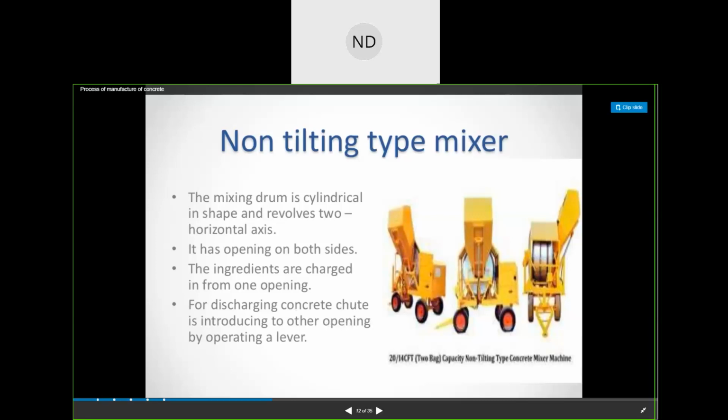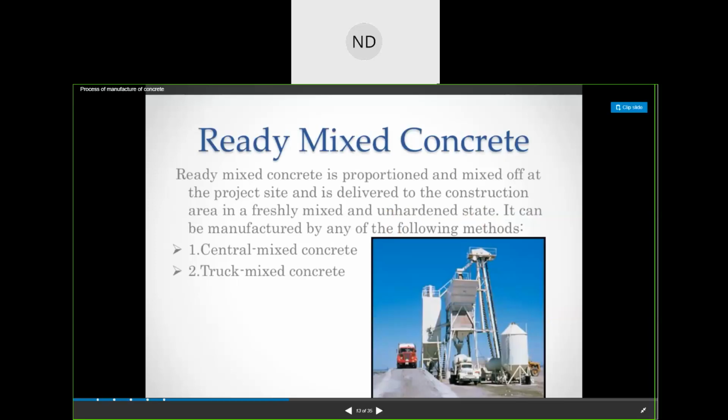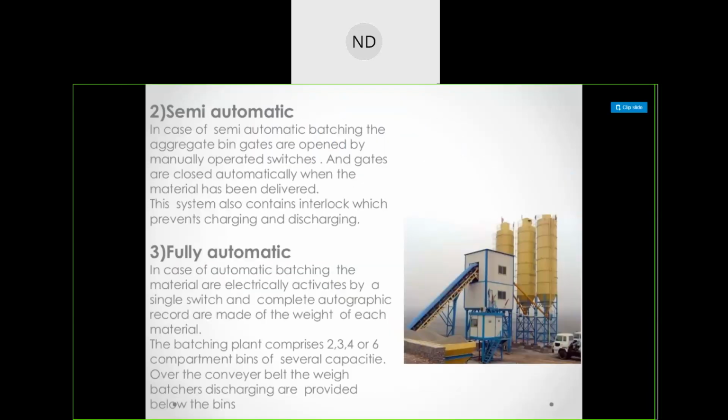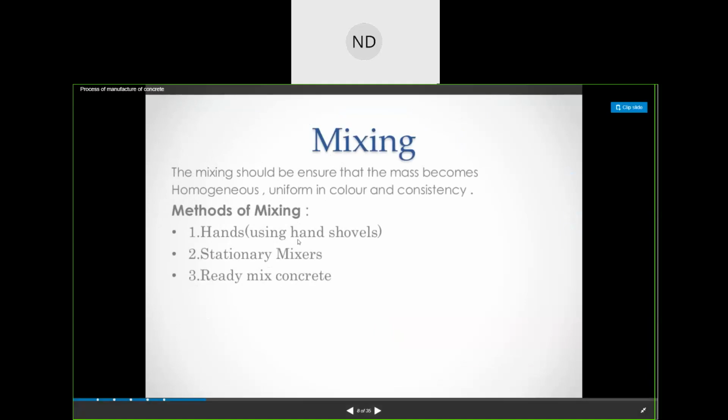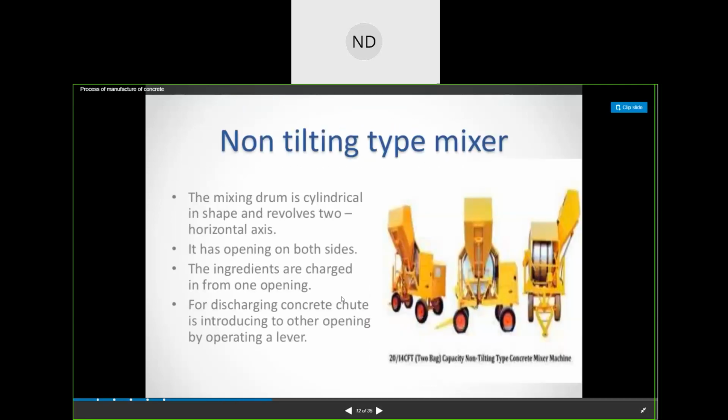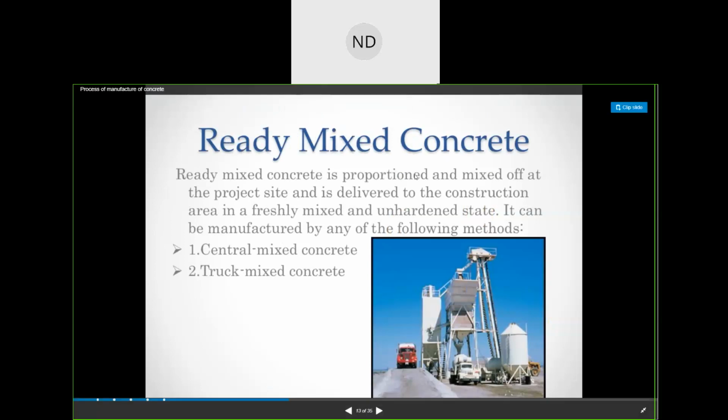Okay, so next is your ready mix concrete. There was hand mixing, which I already showed you. Stationary mixtures have two types, tilted and non-tilted. Ready mix concrete is proportioned and mixed off the project site and is delivered to the construction area in a freshly mixed and unhardened state. It can be manufactured by either of the following methods: centrally mixed or truck mixed concrete.